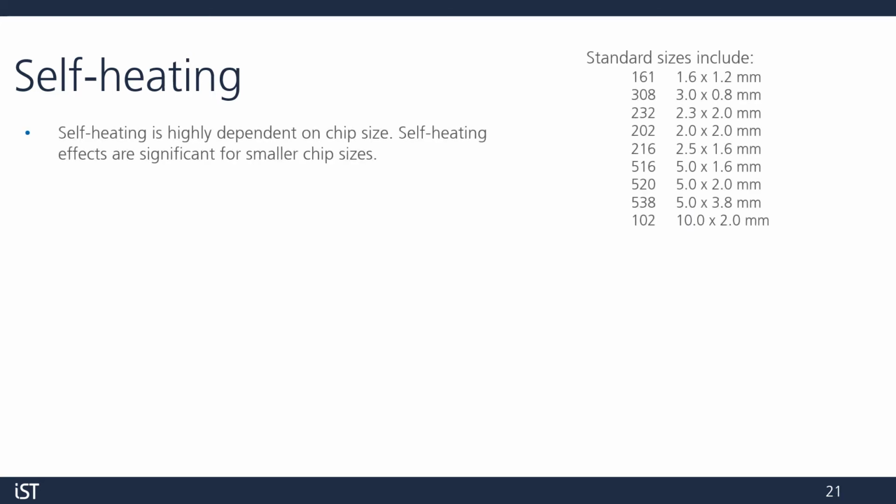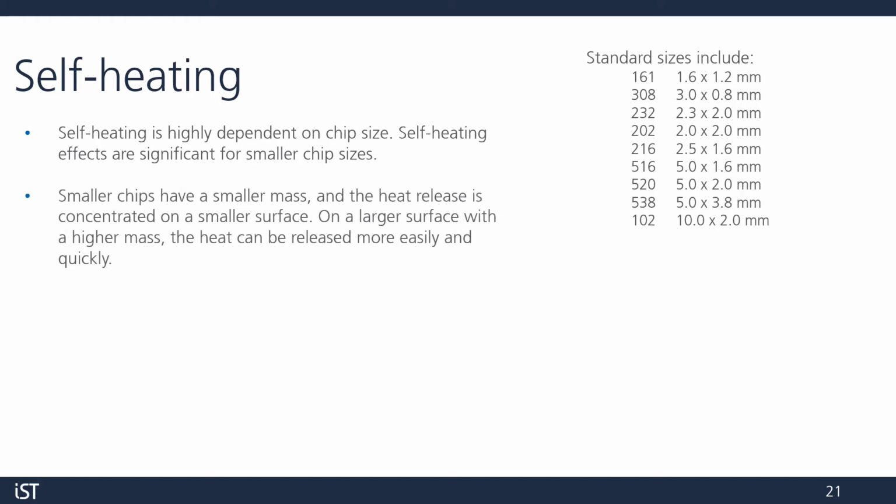Lastly, self-heating is highly dependent on chip size. For small chips, the self-heating effects can become significant. Some of IST's standard chip sizes are shown to the right. For smaller chips, we have a smaller mass, and the heat release is concentrated on a smaller surface. On a larger surface with higher mass, the heat can be released more easily and more quickly.